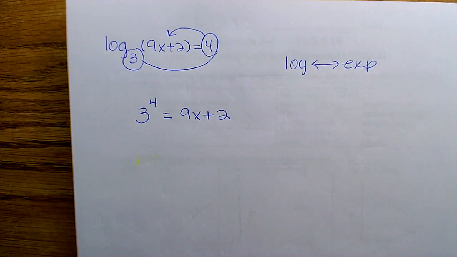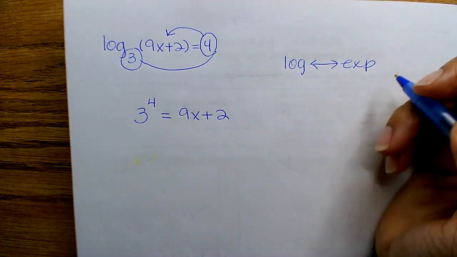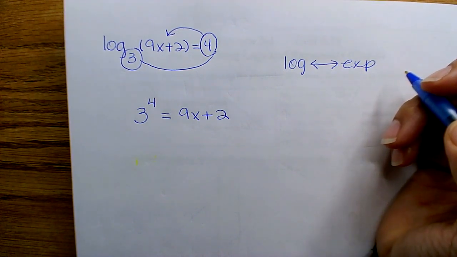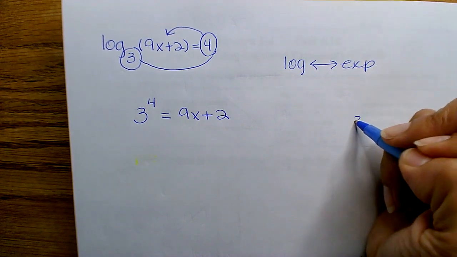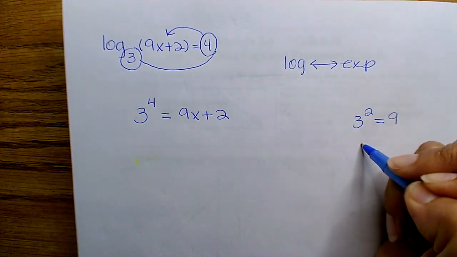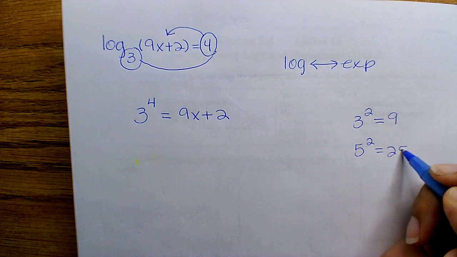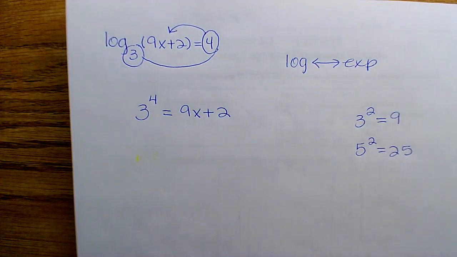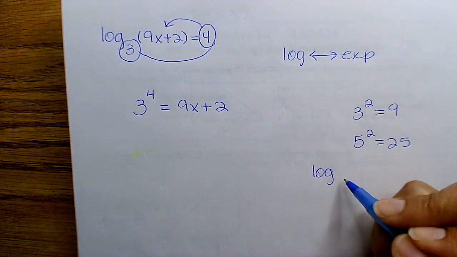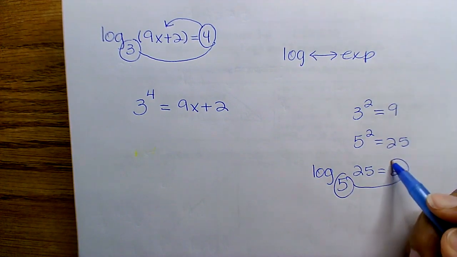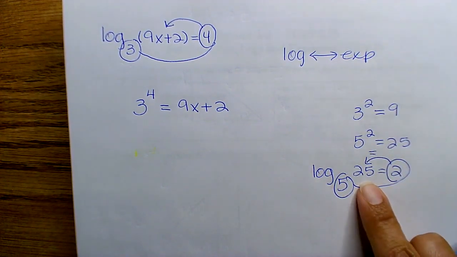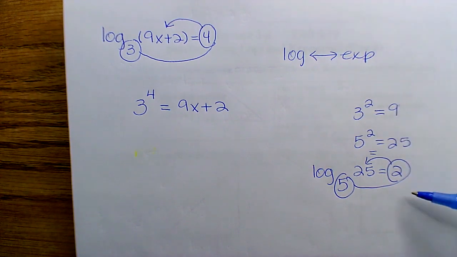That's your rotation. And if you guys ever get stuck, don't use 2's, because I know you always want to go to 2's, but there's two 2's, so that doesn't help you. Think of 3 squared is equal to 9, or 5 squared is equal to 25. See how the numbers are all different? So if you get log base 5 of 25 is 2, 5 squared is equal to that 25. Just think of that.